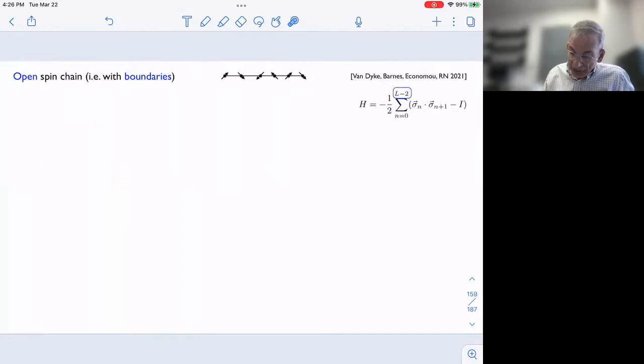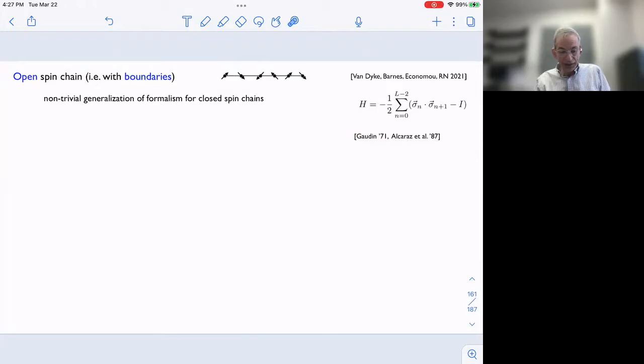So instead of going to L minus one, where this guy talks to the last one, talks to the first one, you just chop it off at L minus two. So we don't have periodicity. It looks like just a very simple change in the problem, but actually that's also deceptive. It turns out there's a non-trivial generalization of the formalism for the closed spin chain. And this, again, Gaudin enters the story. He's the first one who thought about this, and it was generalized for the XXZ case by Alcaraz, Batchelor, Baxter, and others in this nice paper.